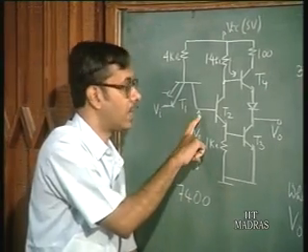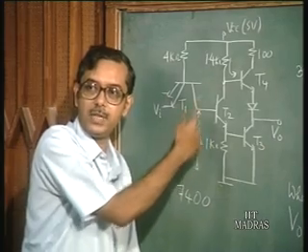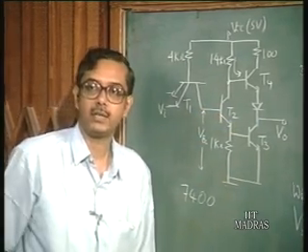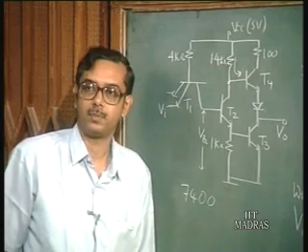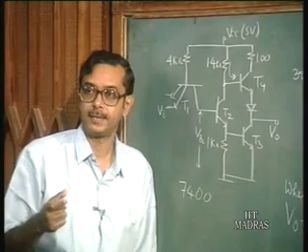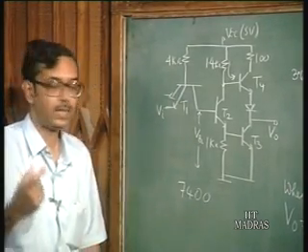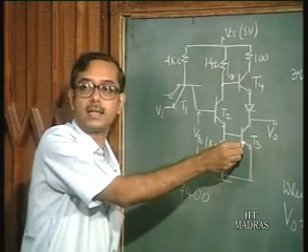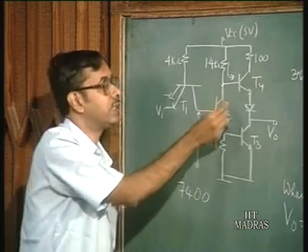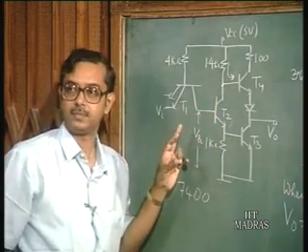So as we go on increasing the base VB2, this output voltage is going to fall with a slope of minus 1.4. And how long is that going to happen? Till the point T3 starts conducting. Now what is this voltage range in which T2 is on but T3 is off?